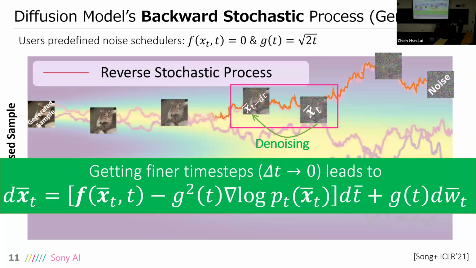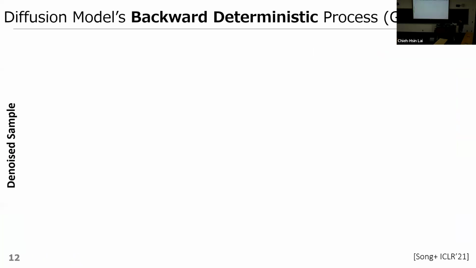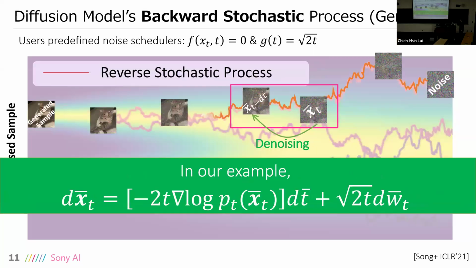Okay, so in our example, F is 0 and G is square root of 2t. It boils down to this SDE, which is the backward process. So what's the point of saying this? What it means is that if we randomly initialize some noise, and we have access to the score function at each level, we can just run this process backward in time for generation. So diffusion model generation is equivalent to differential equation solving.